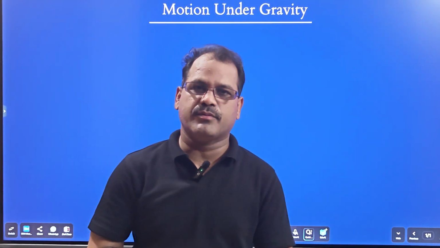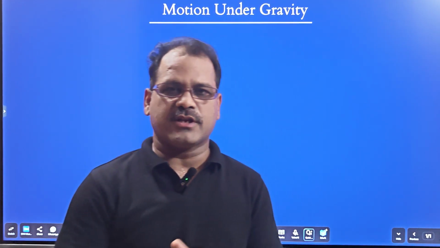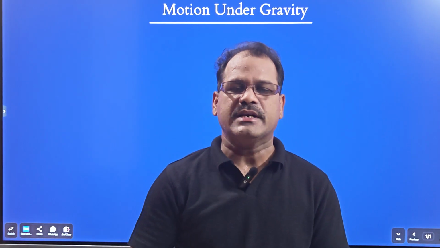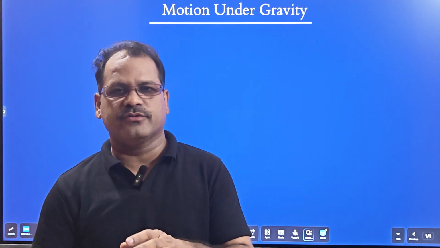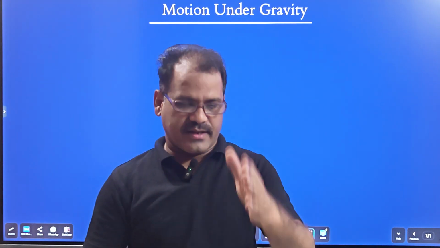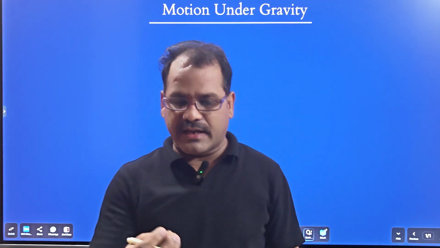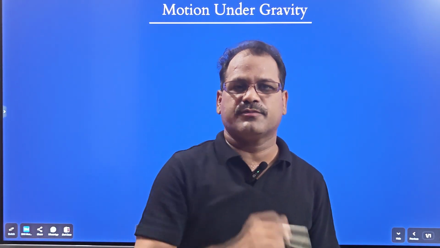Now we are going to study the topic motion under gravity. Before coming to this topic, we should have completed the study of equations of motion. There, we used the equations of motion in the horizontal direction. In motion under gravity, the motion of the object is in the vertical direction. An object can be dropped from a certain height, or an object is thrown upwards with some speed.